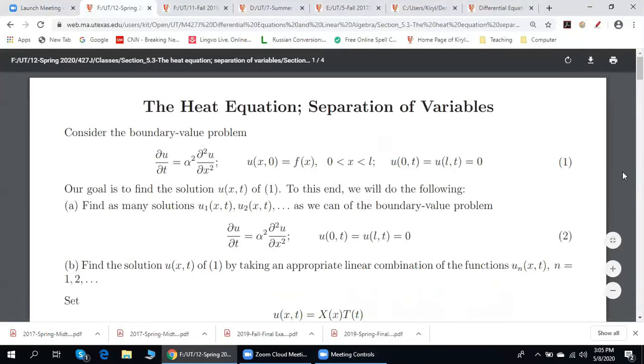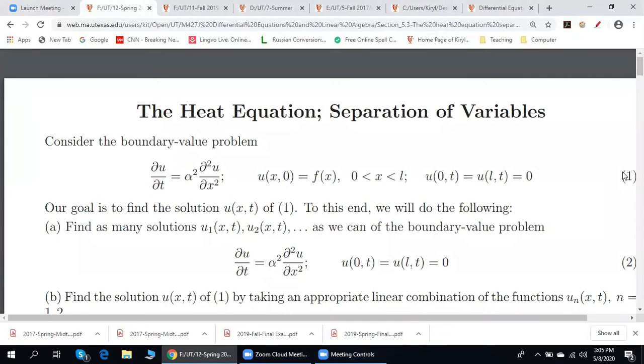Let us finish our discussion of the heat equation. Let me remind you how we did it. Here is the boundary value problem. We have a partial differential equation and two conditions.